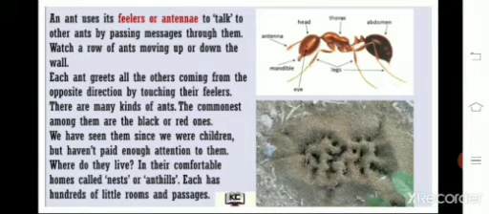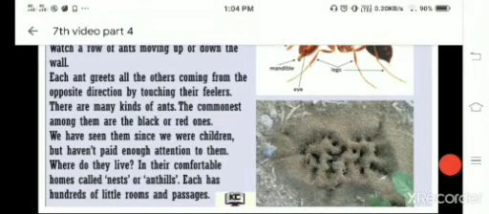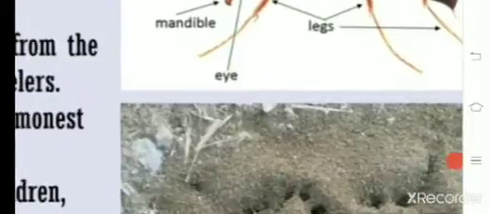An ant uses its feelers or antenna to talk to other ants by passing messages through them. This is how we communicate with each other. There are different ways of communication for humans, but for these insects, they have certain ways only. Look at the picture of the ant.